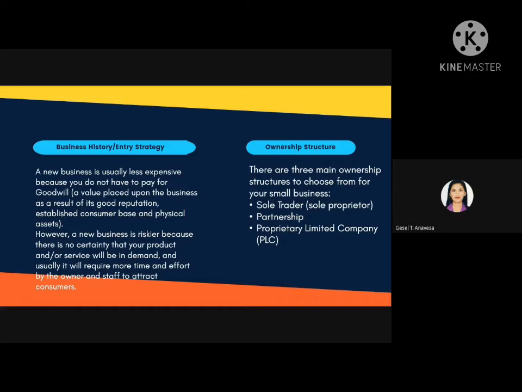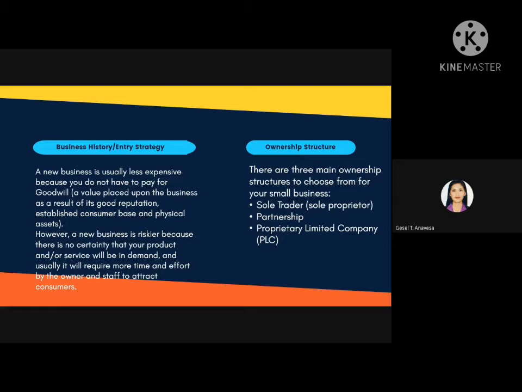Because challenging man lagi ang new business since kailangan pa man nimo mo-obtain og customer trust, kailangan pa man nimo makakuha or mo-advertise kung unsa ang mga product and services nga gi-offer ninyo. And then coping with financial pressure of time lag before the product and services are known.